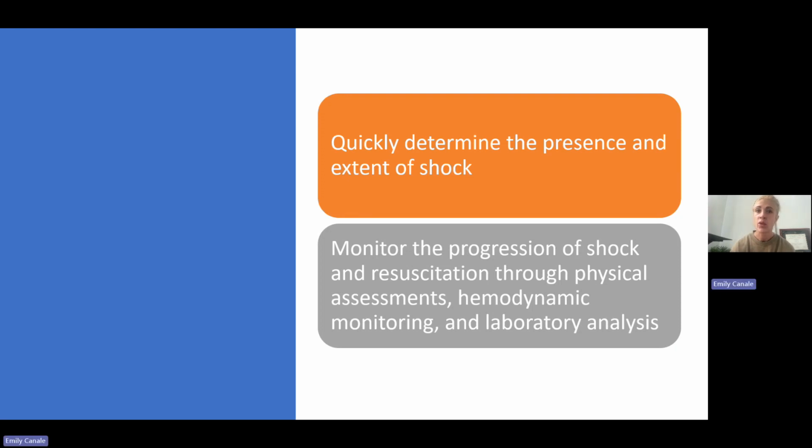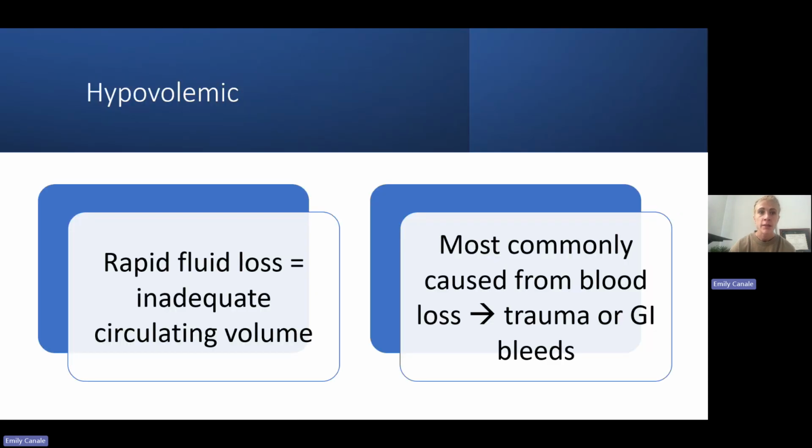So again, we want to quickly determine the presence and extent of shock. We need to monitor it. We're doing our hemodynamic monitoring. We're going to be drawing labs. We're going to be seeing how the patient physically is looking. So now we're going to get into the different types of shock.